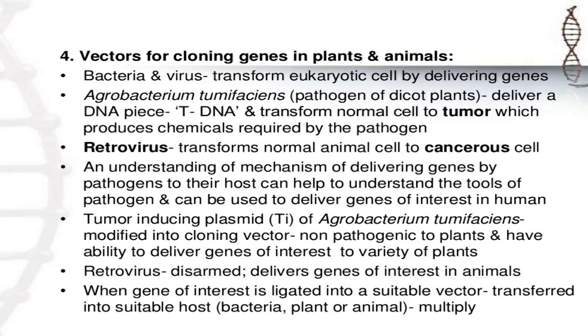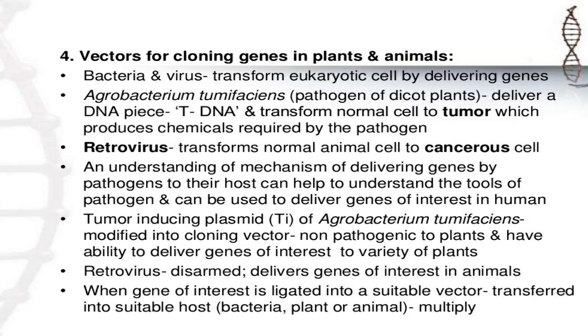Vectors for cloning genes in plants and animals. Bacteria and viruses transform eukaryotic cells by delivering genes. Agrobacterium tumefaciens, a pathogen of dicot plants, delivers a DNA piece, T-DNA, and transforms normal cells to tumor cells, which produce chemicals required by the pathogen. Retrovirus transforms normal animal cells to cancerous cells. An understanding of the mechanism of delivering genes by pathogens to their hosts can help to understand the tools of pathogens and can be used to deliver genes of interest in humans.